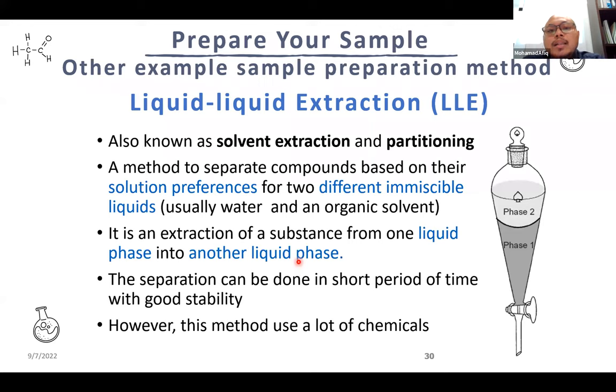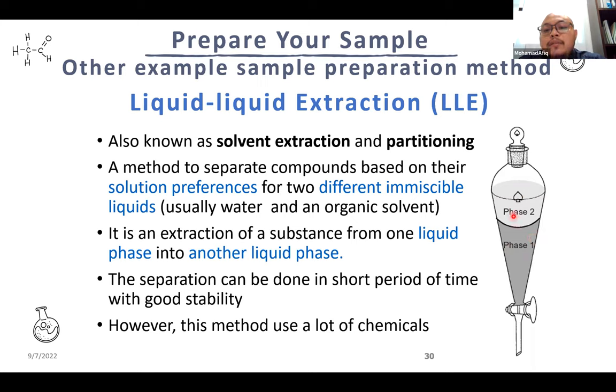The other one is the liquid extraction method, also known as solvent extraction and partitioning. The LLE separates compounds based on solubility preferences. For example, we have two particular liquids over here, two immiscible liquids, liquids that do not mix. For example, water and hexane. Water has polar characteristics. Hexane has non-polar characteristics. Here is water. Water is dense, so it will go to the bottom. Hexane is less dense, so it will go to the top of this particular flask.